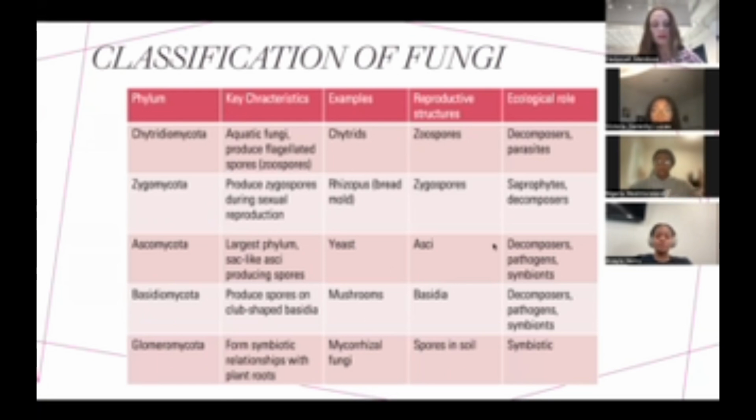So as you can see from the reproductive structures, they all differ. Aside from the Zygomycota and the Basidiomycota, those two are sexual reproduction, as well as Chytridiomycota because it can do both asexual and sexual. But the Ascomycota and the Glomeromycota, those only do asexual reproduction.